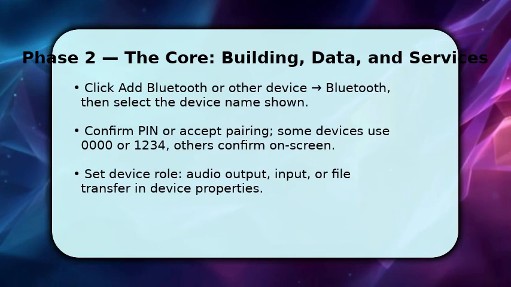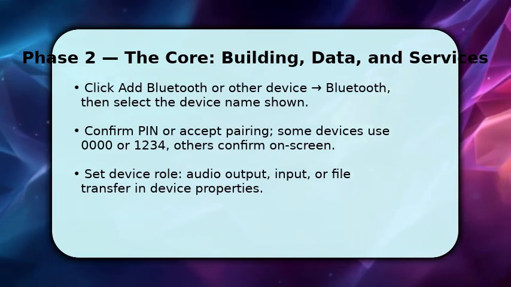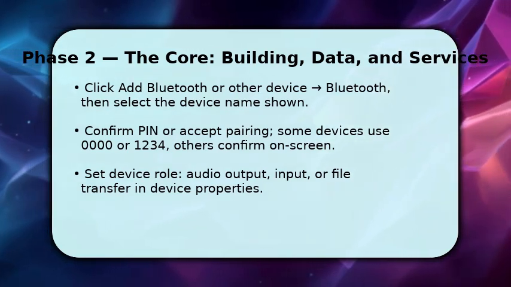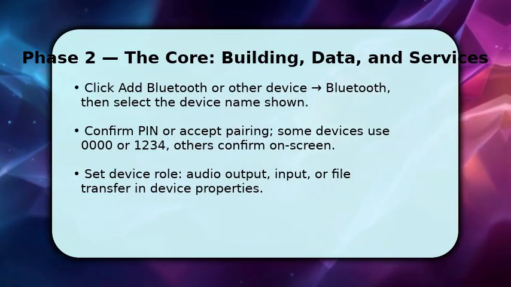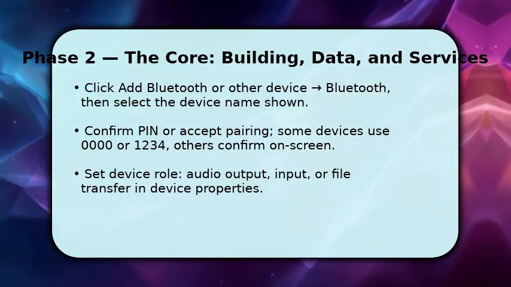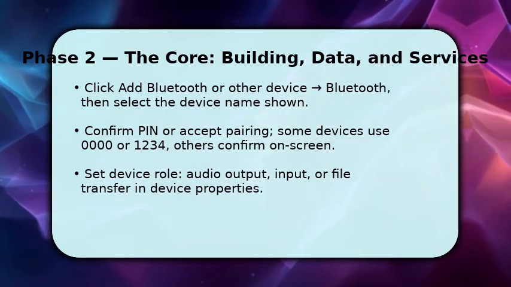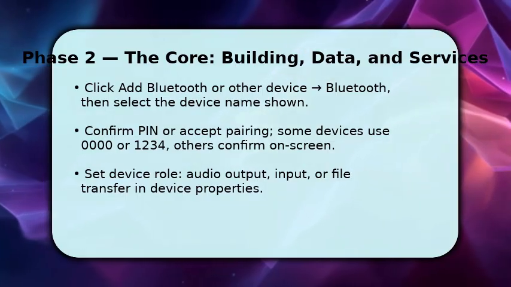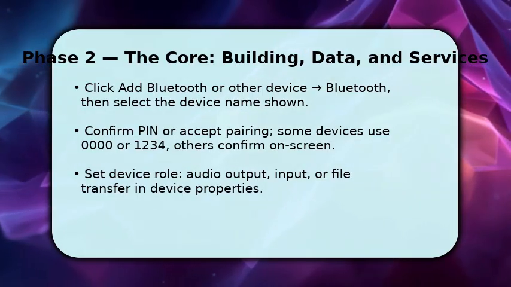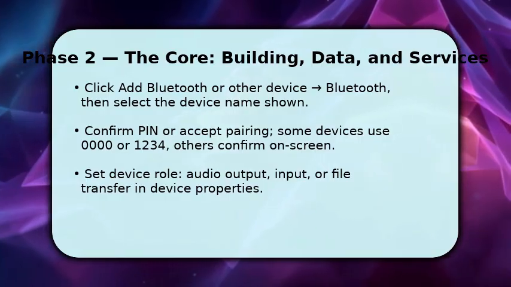You now pair the device. Click Add Bluetooth or Other Device, select Bluetooth and pick the visible device name. This binds the two devices. Make sure to confirm any PIN prompt. Many headsets use 0000 or 1234, while phones may display a code to verify.